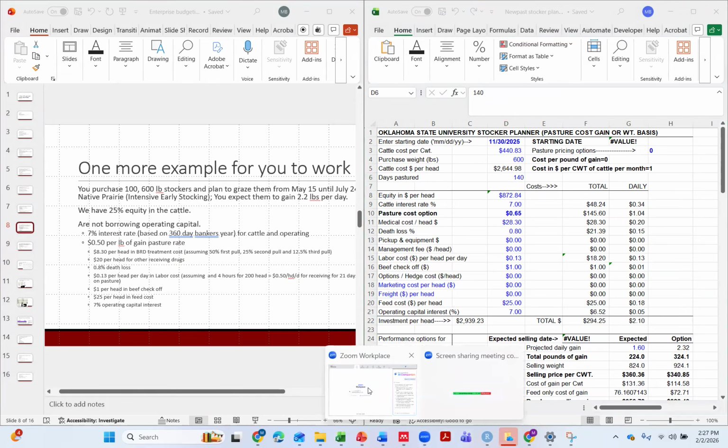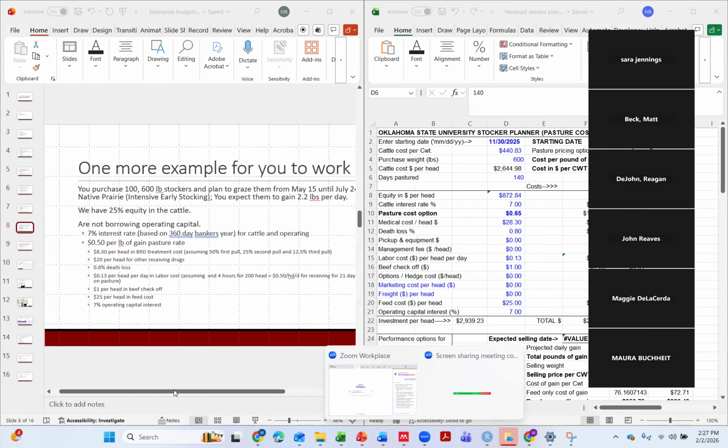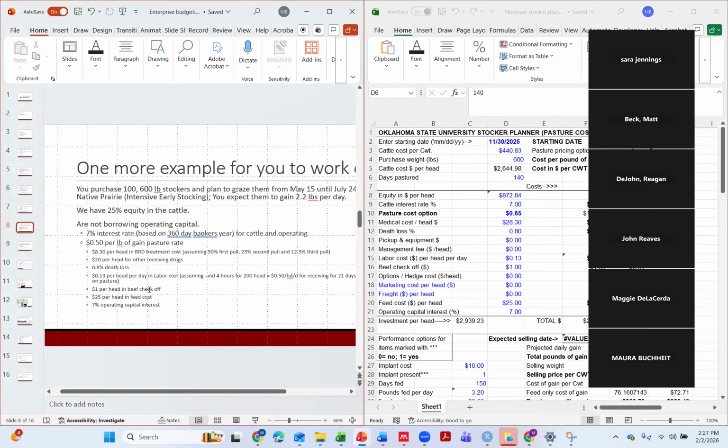Do you guys have the program open? Have you been following along? Okay, cool. All right, so look at this slide here, slide 8, and then change these values that are different into the new past stockers, and let's see what you get.